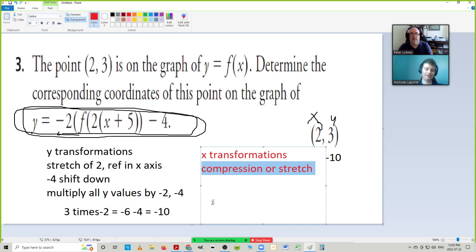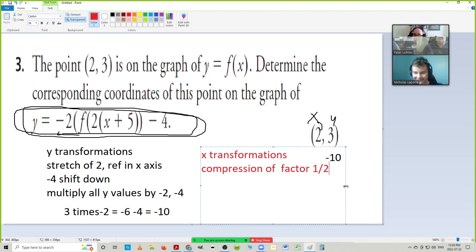Wait. Did you say compression or stretch? Sorry, I said compression. You are correct. Of what? Compression of factor 2. Nope. A factor 1/2. That time I got it right. Yes, you're correct. Now, what is any other x transformations?